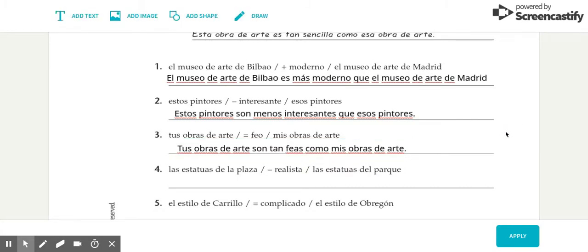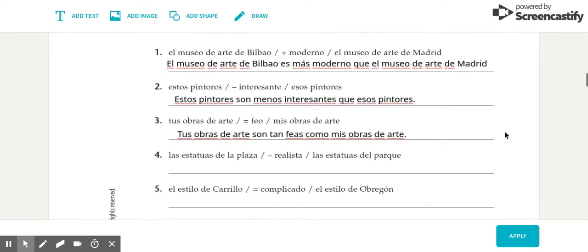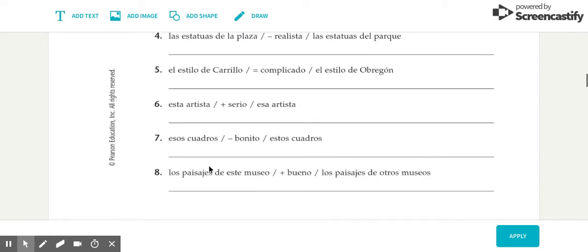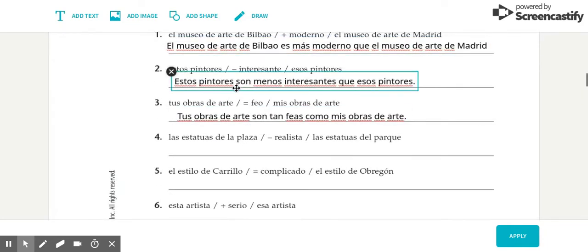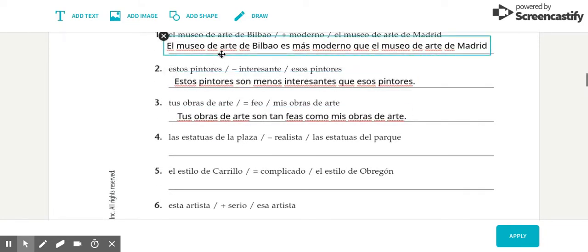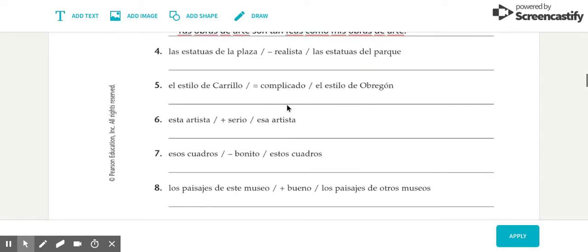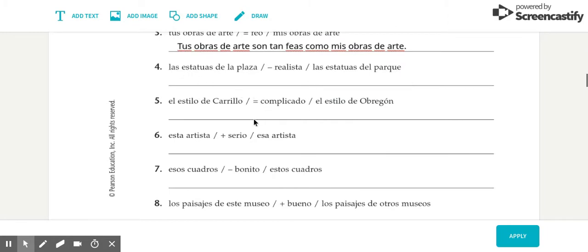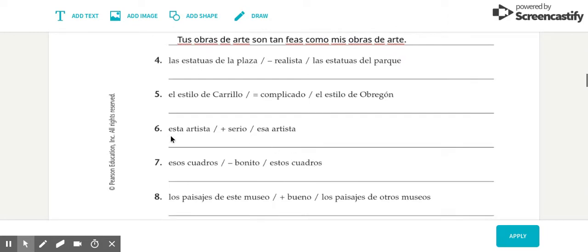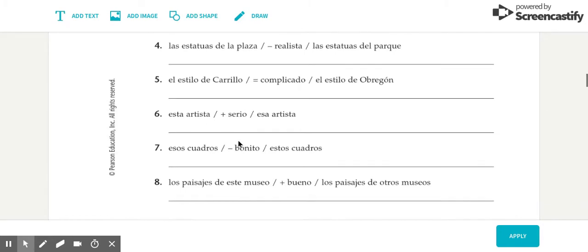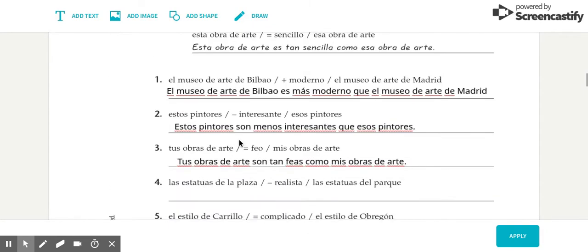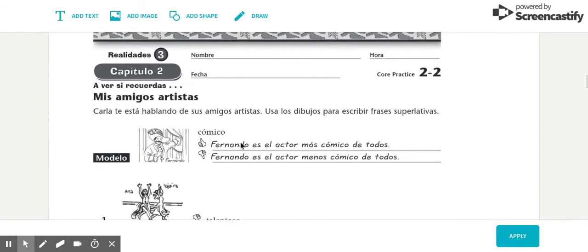So tan with the equal sign is tan como, right? Más que is more than, menos que is less than. And that is it. So in all of these, you're going to have either es or son, depending on if what you're talking about is singular or plural. So that should be it. It's pretty simple. By the way, esta artista, it is feminine. So you're going to say sería. All right, so I'll let you do that. I did 3 for you, 3 of 8.